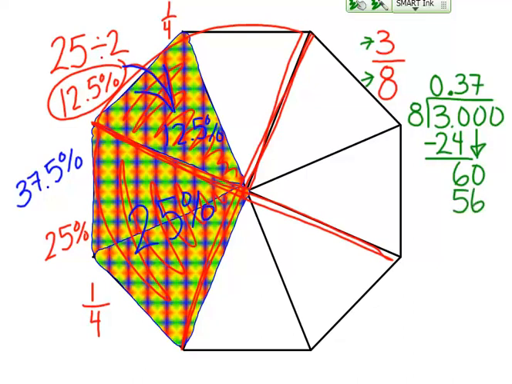7 times 8, 56. I subtract, I'm left with 4, and bring down another 0. 40 divided by 8 is 5. 5 times 8 is 40. And finally, I'm at a situation where I have no remainder, making me happy.